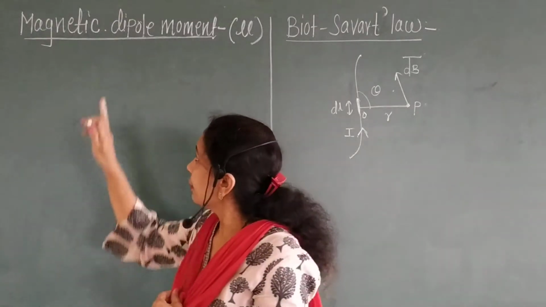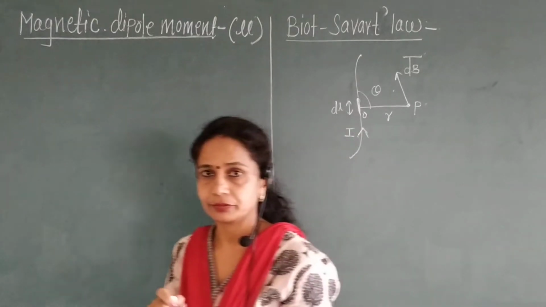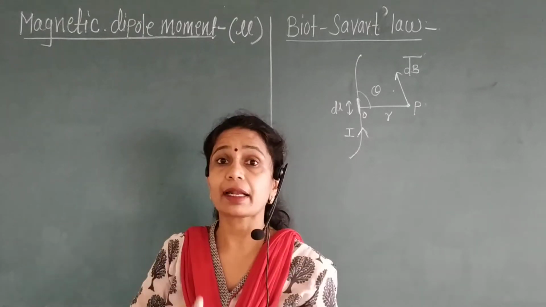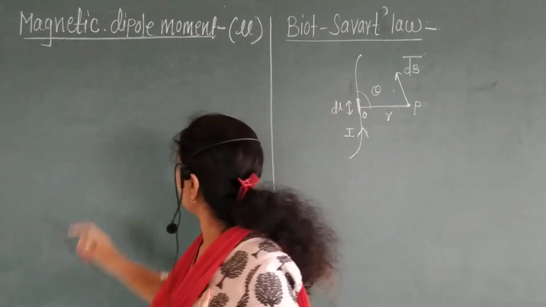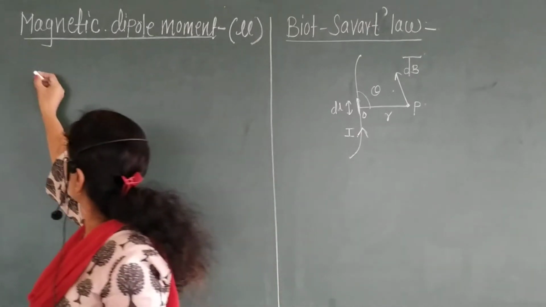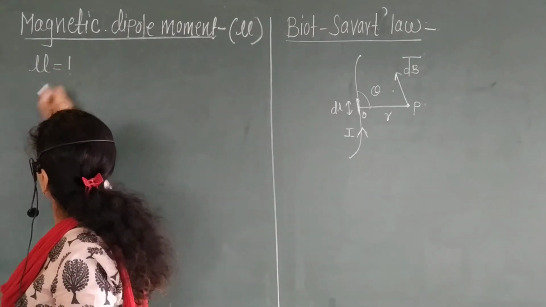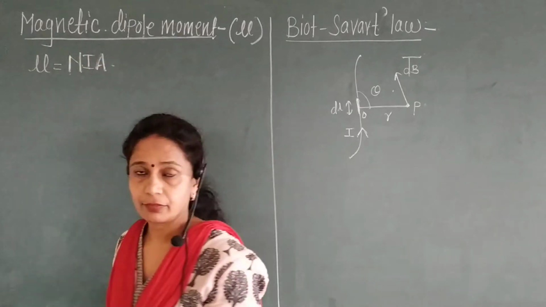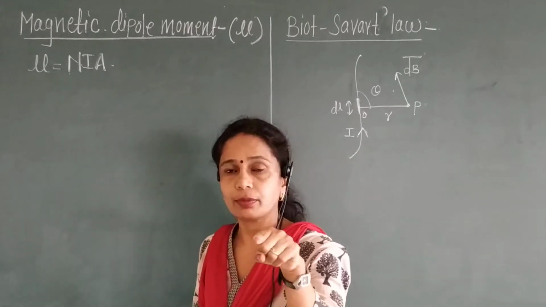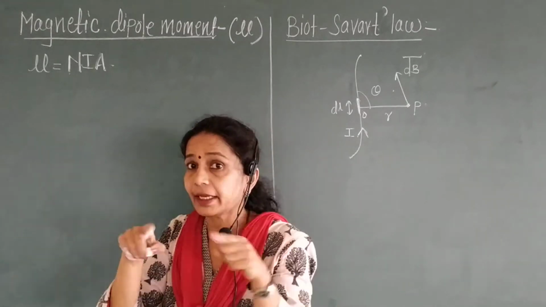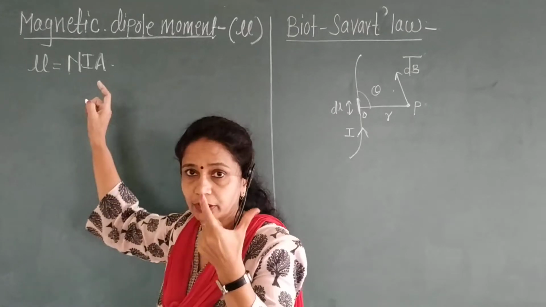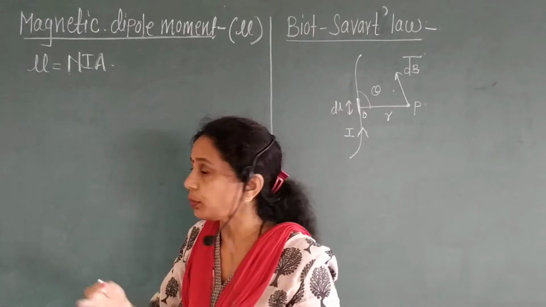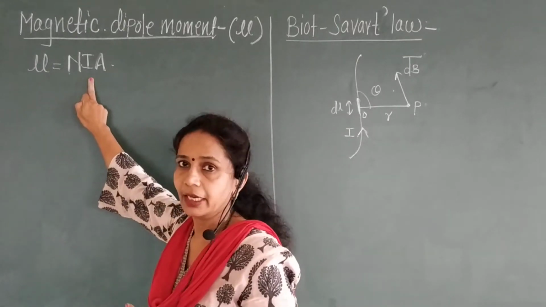Next point is magnetic dipole moment. A current carrying circular coil has its magnetic moment. It is denoted by the letter mu. Therefore, mu is equal to N I A. It is the product of the current flowing through the loop and the area of that loop. And if the coil has a number of turns, then multiply it by N.